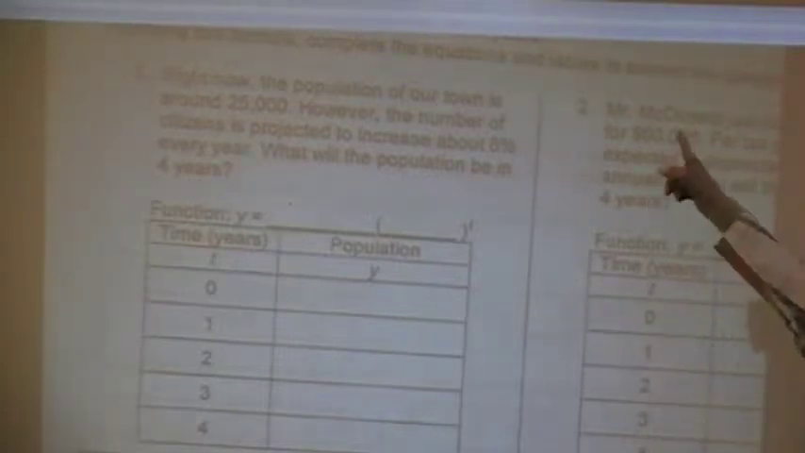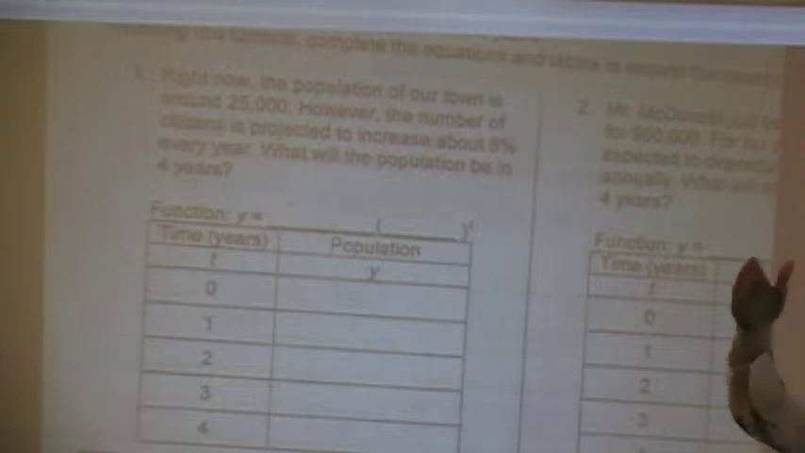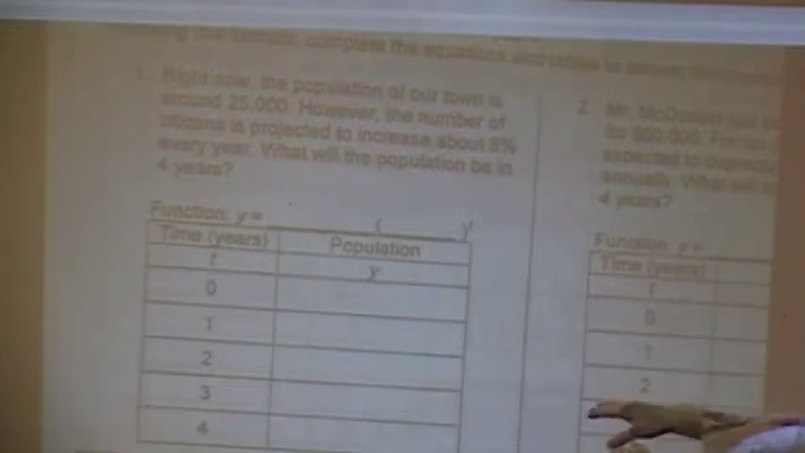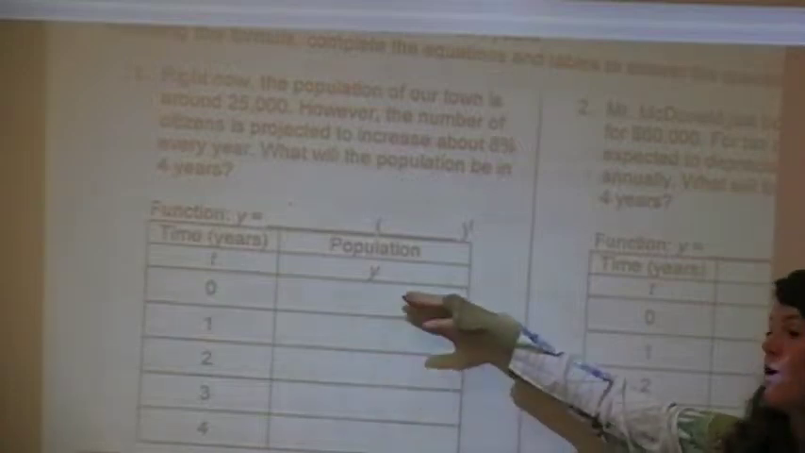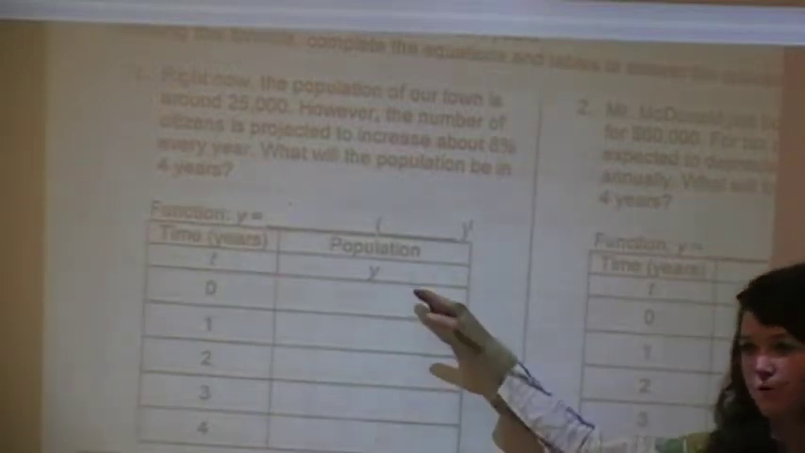Okay, so right now the population of our town is around 25,000. However, the number of citizens is projected to increase about 8% every year. What will the population be in 4 years? Now, we could just plug the numbers into the formula and get what it will be in 4 years, but they put the table. So they don't just want what it is in 4 years, they want to know what it is each year after the first one.